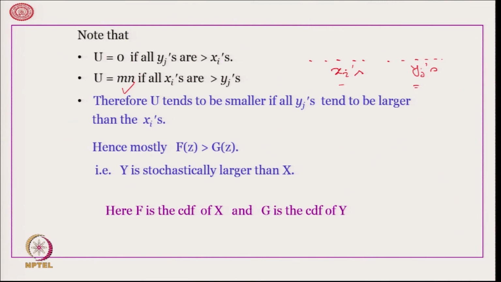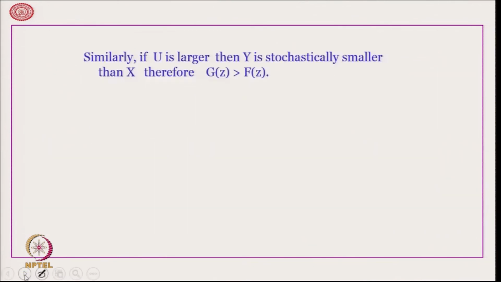Hence, mostly F(z) is going to be greater than G(z), that is, Y is stochastically larger than X. Here F is the CDF of X and G is the CDF of Y. Similarly, if U is larger, then Y is stochastically smaller than X, and therefore G(z) is greater than F(z) for all z belonging to R. So, let me explain this with a diagram.